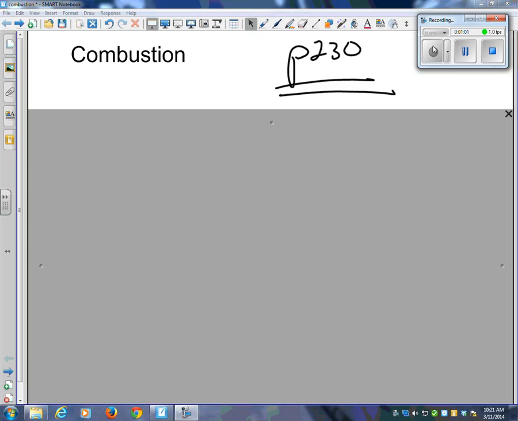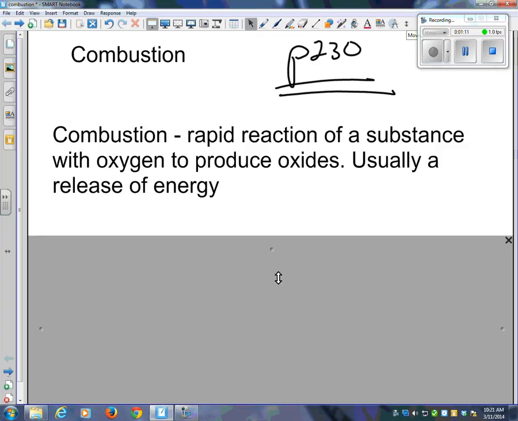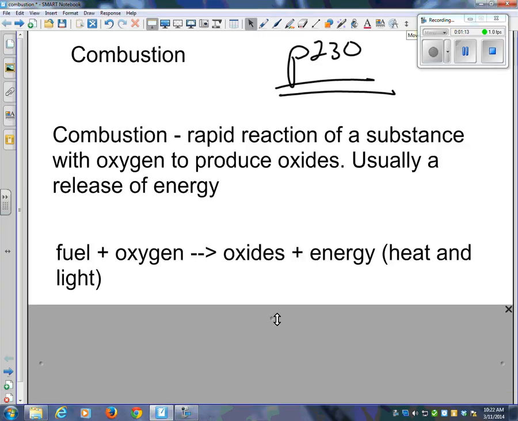One way to represent combustion is using the following word equation. Fuel plus oxygen gives you oxides plus energy. And where do we burn things? Why do we burn things? To stay warm, because we want the heat, maybe to cook something, right? Maybe you're making s'mores or something like that, right? Stay warm. Exactly. Okay, so combustion is a rapid reaction of a substance with oxygen to produce oxides.